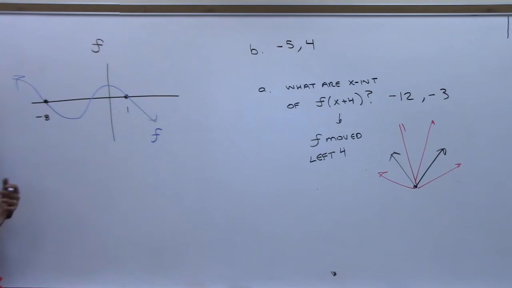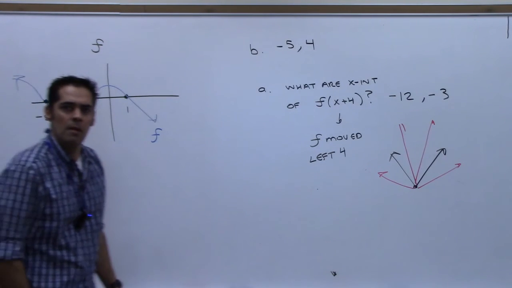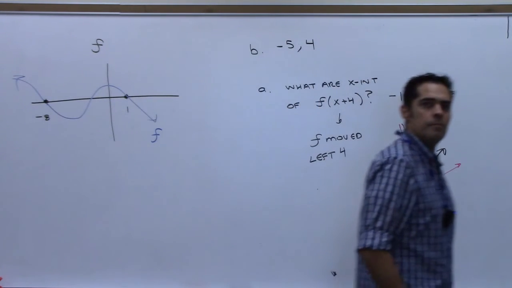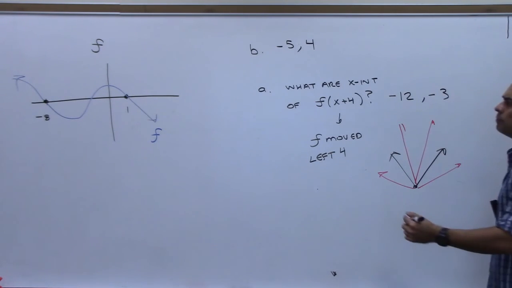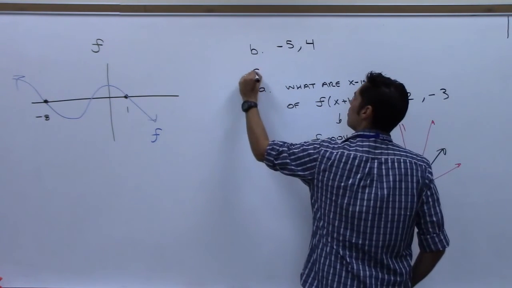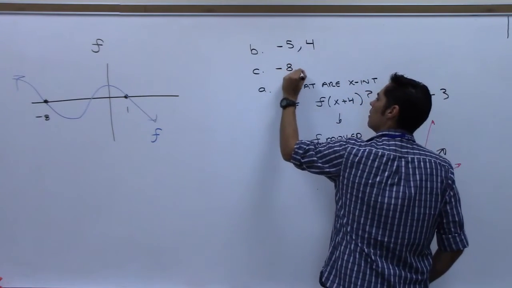It would be the same basic explanation for the last one, for f of negative x. That's going to be a little different. So C, what do we say? Negative 8, 1?